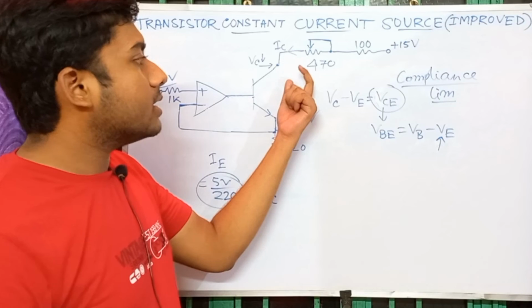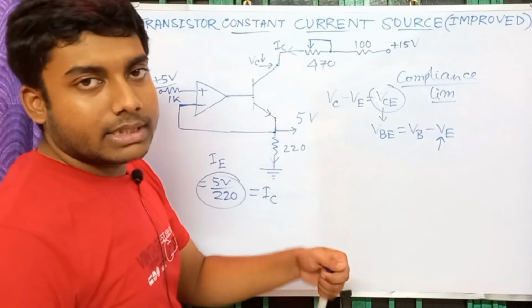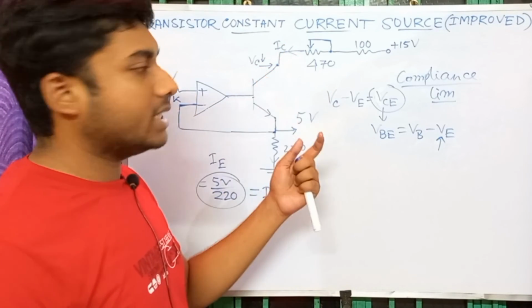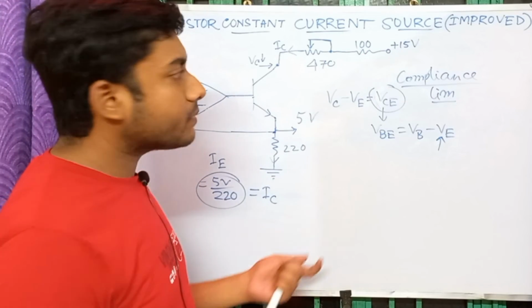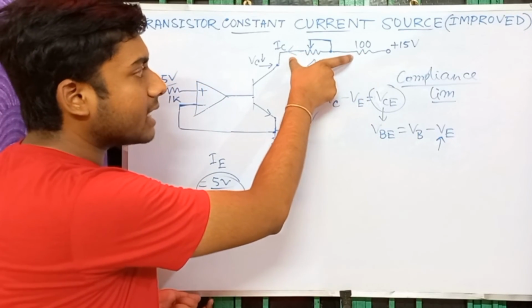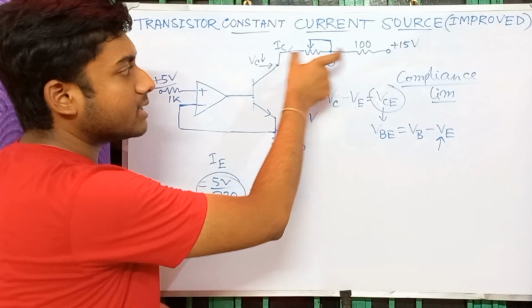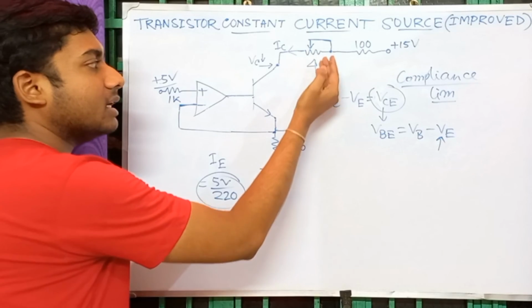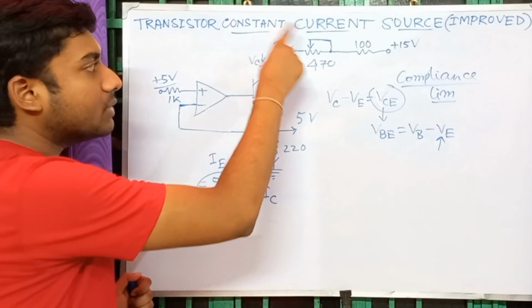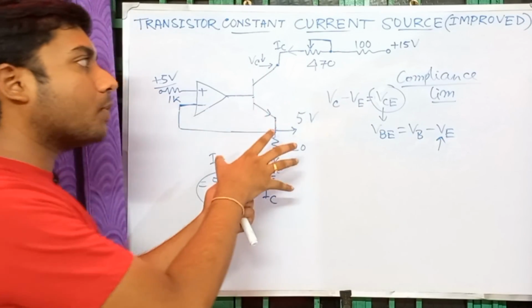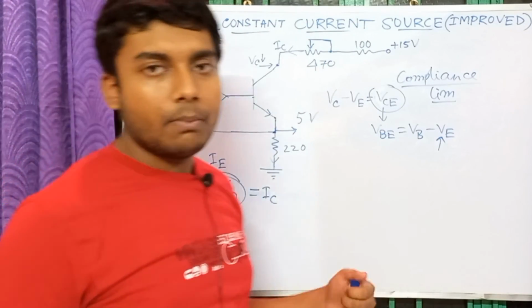And here also in the compliance limit, if you change the resistance, the IC is not changing, and you can justify this result using a multimeter to check the current in this line. Just check the current in this line using a multimeter, changing the resistance value within the compliance limit, and you can see that IC will not change. So this is the improvement, and this is the accurate, improved constant current source circuit.